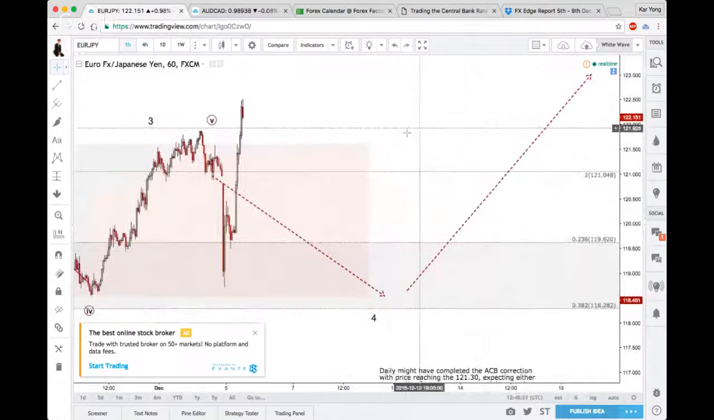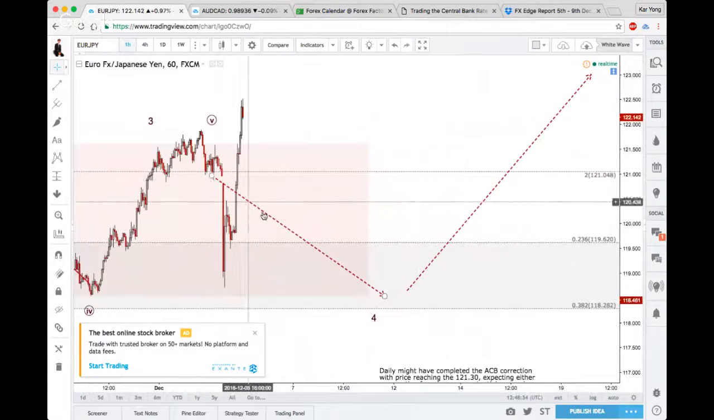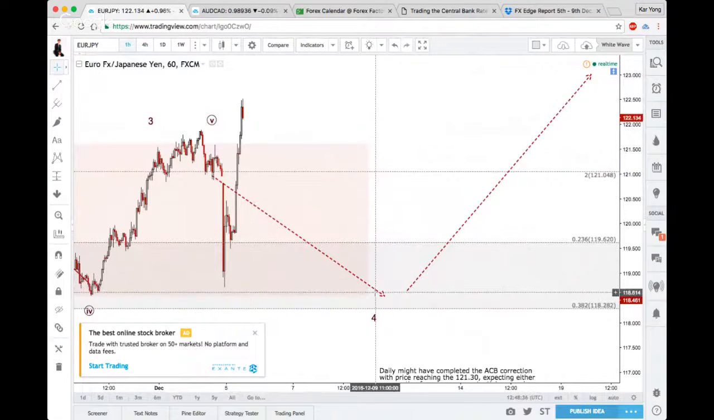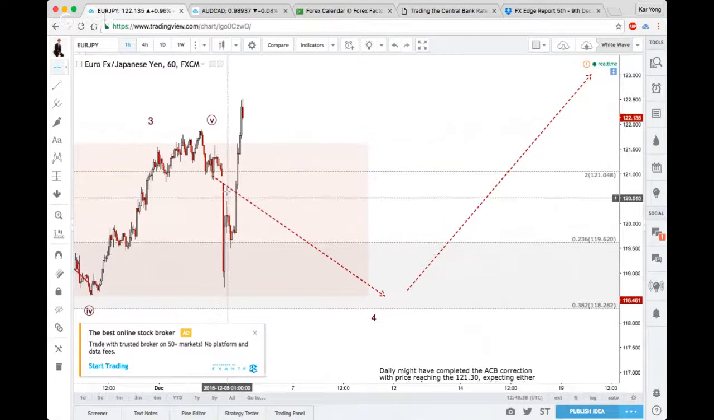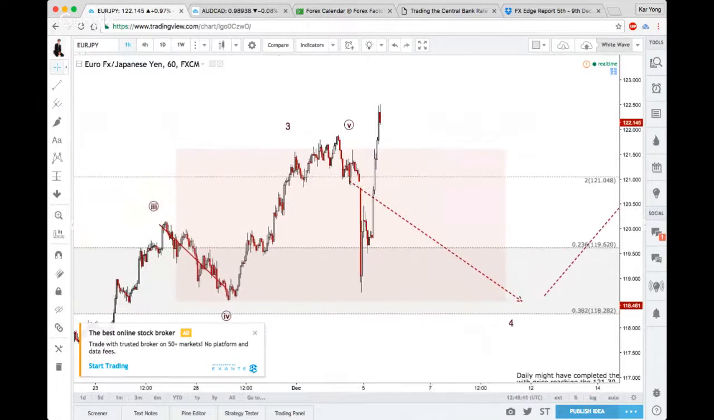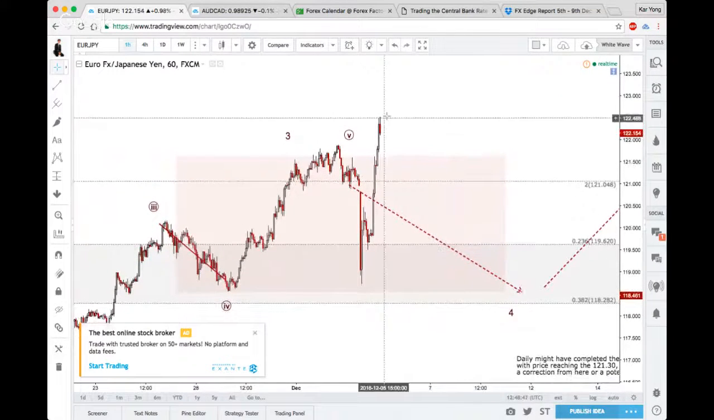So you can see this was the weekend analysis. We expect it to retrace towards this area, then go up. It happens very quickly as of today itself, everything happens within the same day. We expect some more upside, a little bit only.